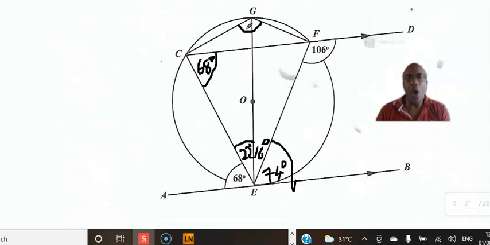And so the angle opposite is 180 minus 38 degrees. And that is 142 degrees. So this whole angle here is 142 degrees, which is what we want. So let us now write the answer.